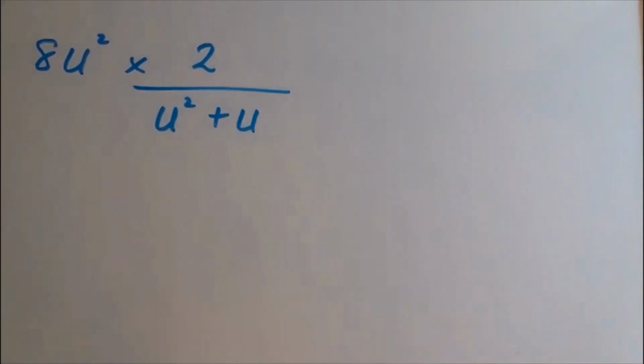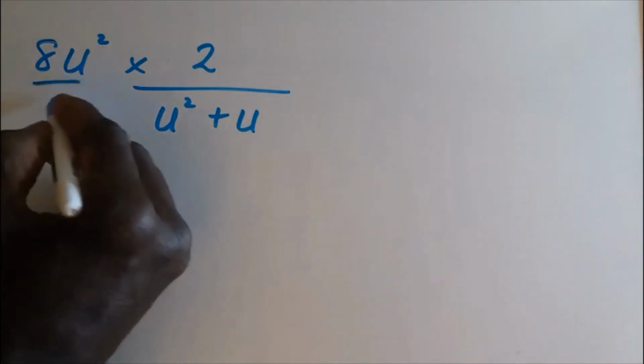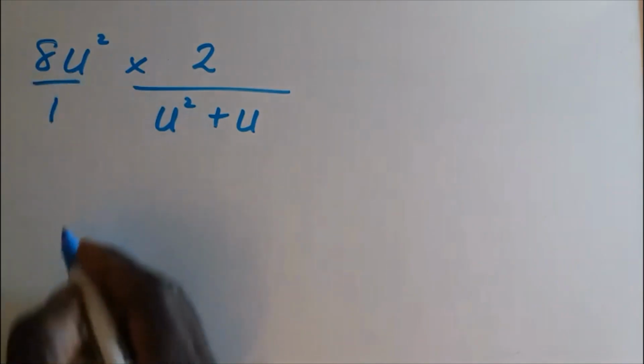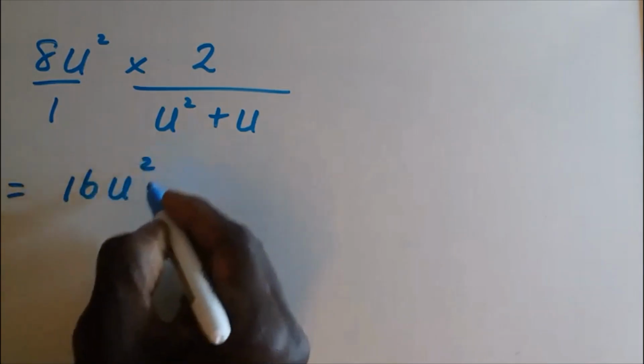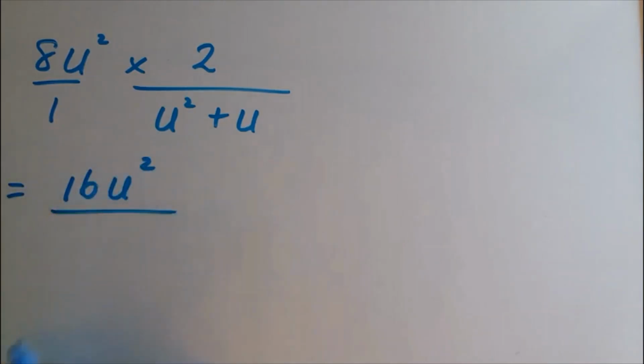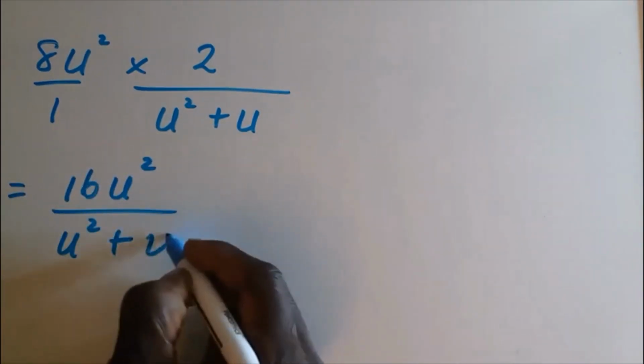And here's an algebraic fraction. We're multiplying 8u squared times 2 over u squared add u. We want to write this as a single algebraic fraction, and to simplify it, we can write this as 8u squared over 1, and multiplying numerator by numerator will give us 16u squared in the numerator, and this times 1 is u squared add u.